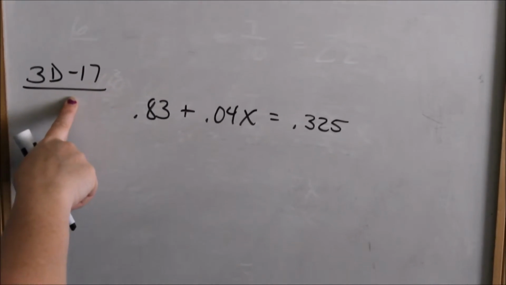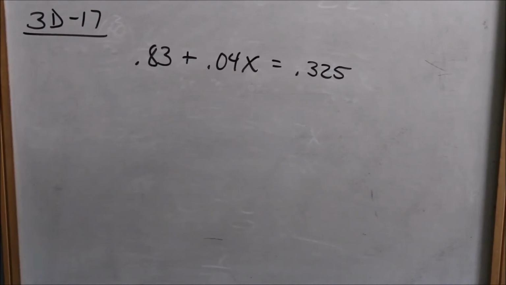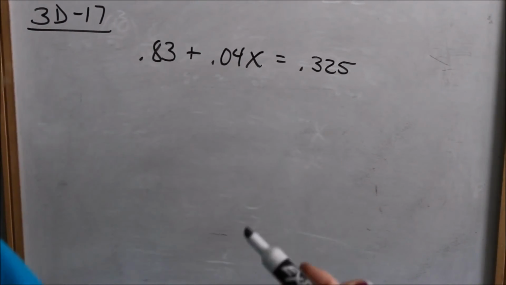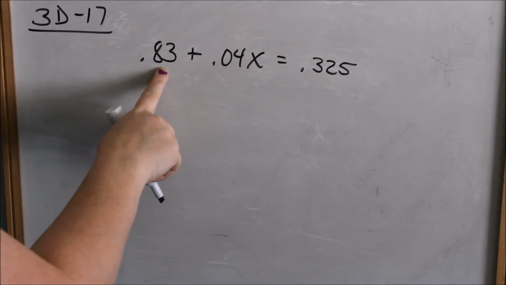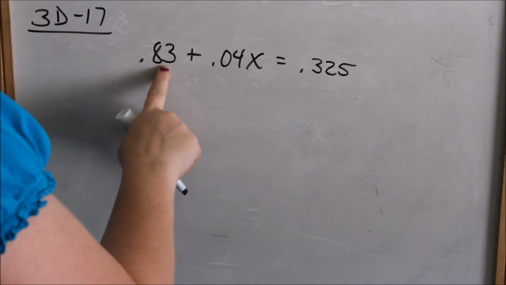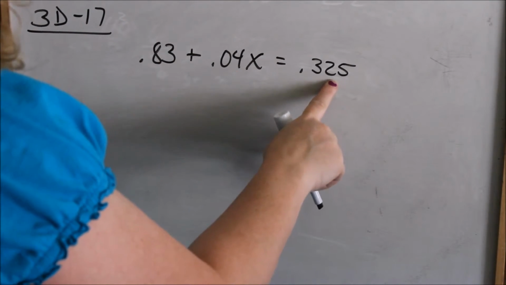Okay, let's look at 3D17. Again, we're going to do this to where you get rid of the decimals. Instead, you can work it with the decimals. Look at each decimal place. Look at how many places you have. Here there's 2, 2, 3.